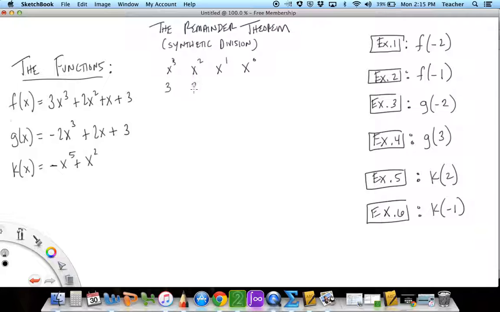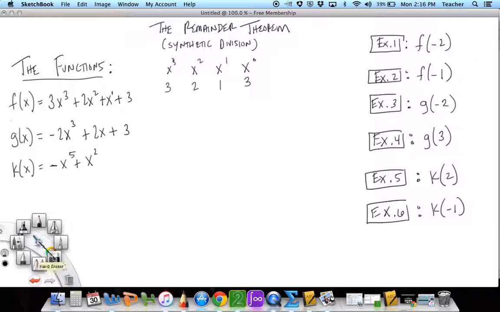This next one is 2. This one is 1. We know it's x to the first. This is just the x to the first power. We don't usually write 1 here, but the number in front of that is 1. And then x to the 0 is the one that doesn't have any x's. All right. So we have this process drawn up for us.